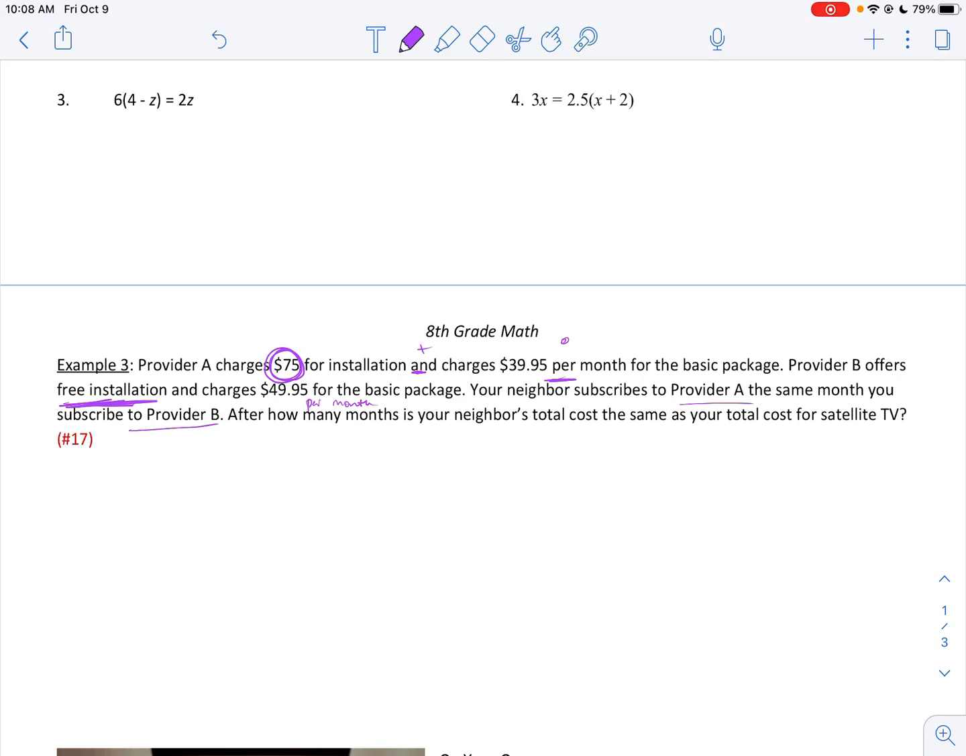Right, so now let's figure out provider A's cost. Remember, it's a $75 initial fee or flat fee. So it'd be 75 plus, right, $39.95 times every month. So let's write that M equals months. So it'd be $39.95 M. Okay. B, do I have an installation fee? No, so I don't have to write anything down. But I do have $49.95 per month, right? So it'd be $49.95 M.